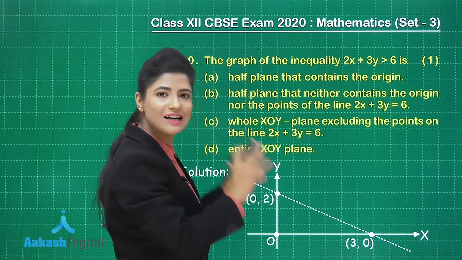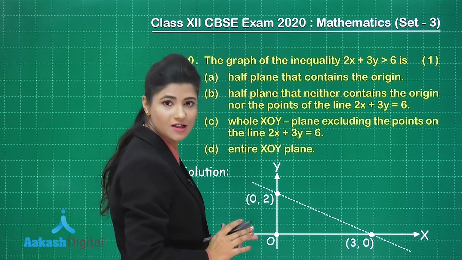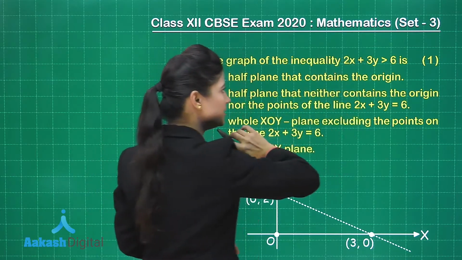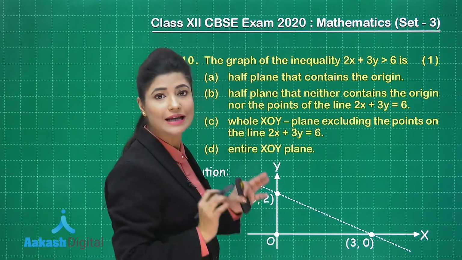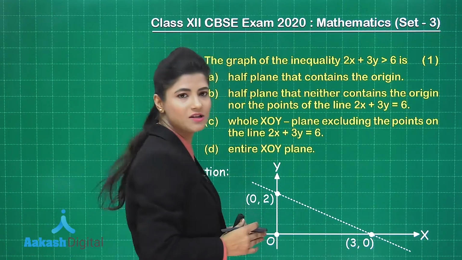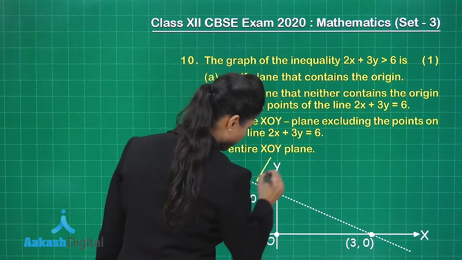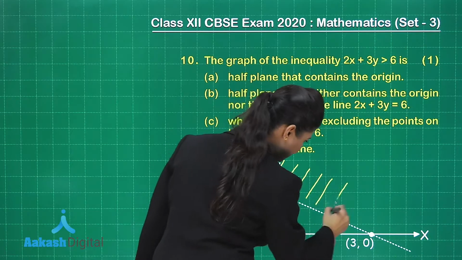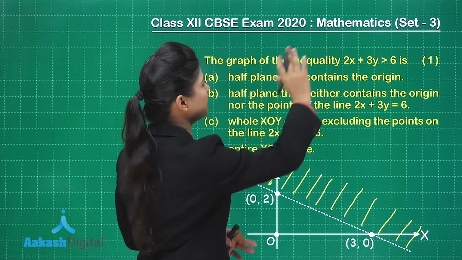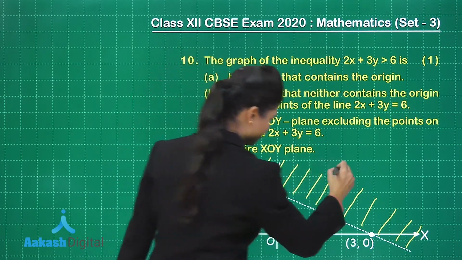Now the region satisfying will definitely be obtained with the help of the origin. Here the origin has the coordinate 0, 0. If I substitute x and y as 0, it will not satisfy this inequality. That means the region represented by this inequality will not contain the origin. So it will definitely be opposite to this, that will be this half plane. So this is the required half plane represented by the graph of this inequality 2x plus 3y greater than 6.